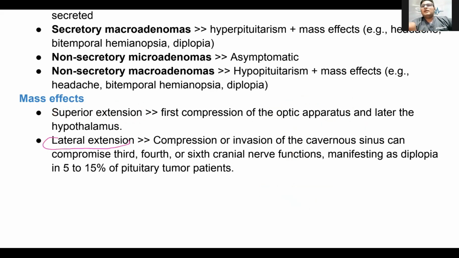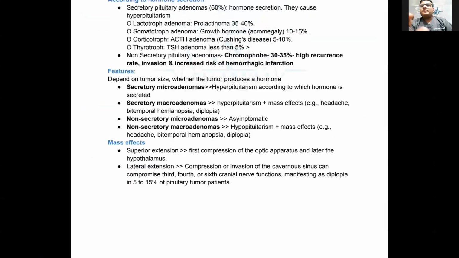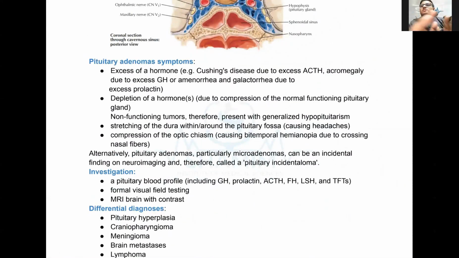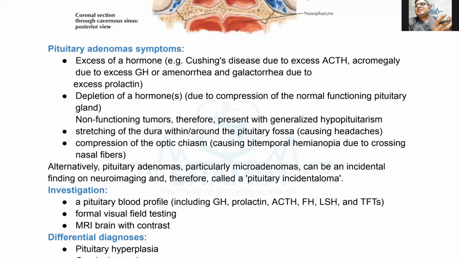Next, what will it cause when it extends laterally? Because laterally there is the cavernous sinus, and there are the third, fourth, and sixth nerves, it will compress these nerves and the cavernous sinus. So it will cause the symptom of diplopia in 15% of tumor patients. Okay. So we have discussed the mass effects, and next we will discuss the pituitary adenoma symptoms, how a patient can present.